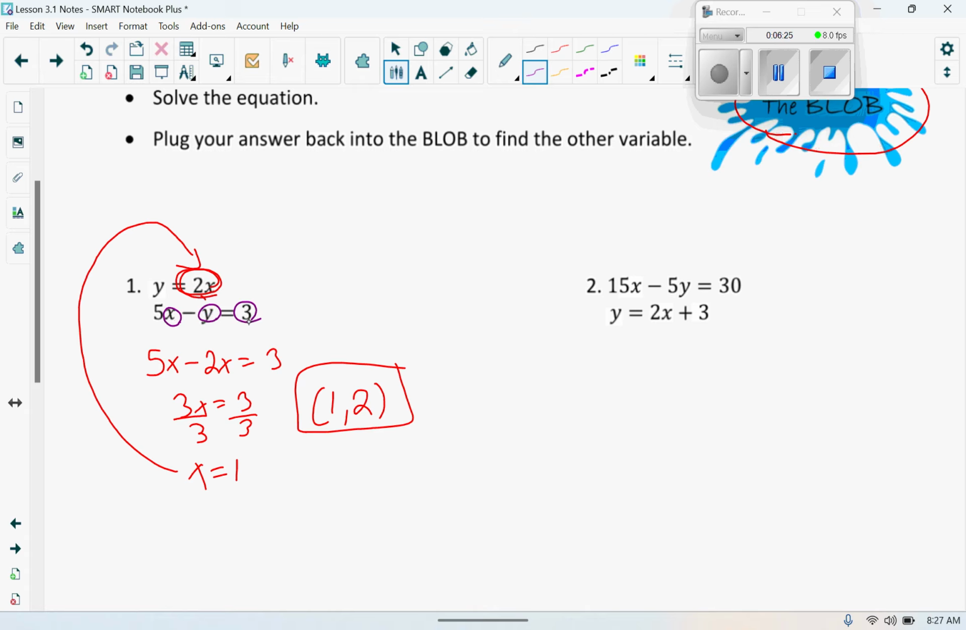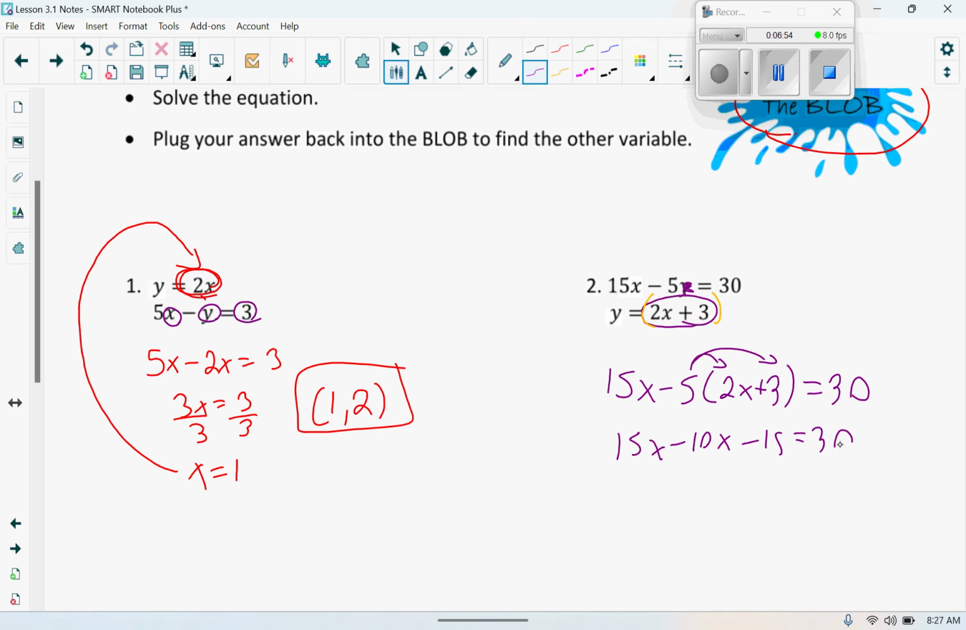Okay, let's do one a little bit more complicated. So this is going to blob over this. When you have a situation like this with 2 terms, you're just going to have to put parentheses there. So it's going to look like 15x minus 5 times 2x plus 3 is equal to 30. And then I'm just going to distribute that 5. And then I'm just going to combine like terms. So I can combine those. And then I'm going to add the 15 over. And so I get x is equal to 9.